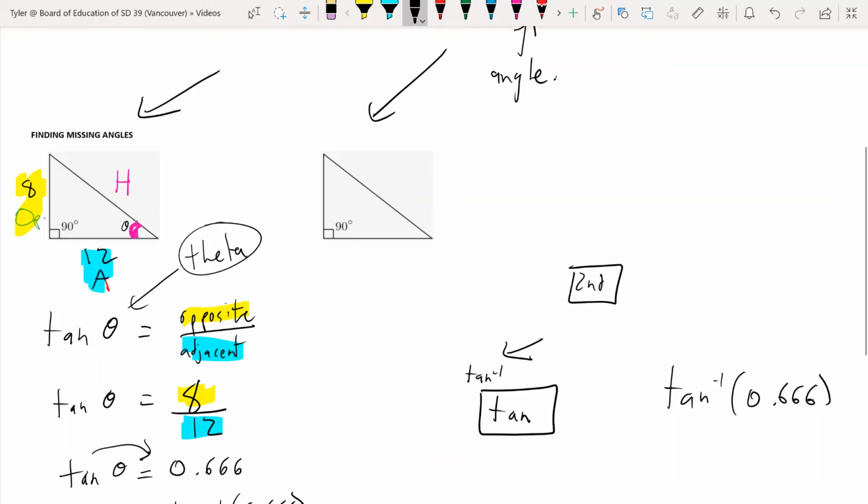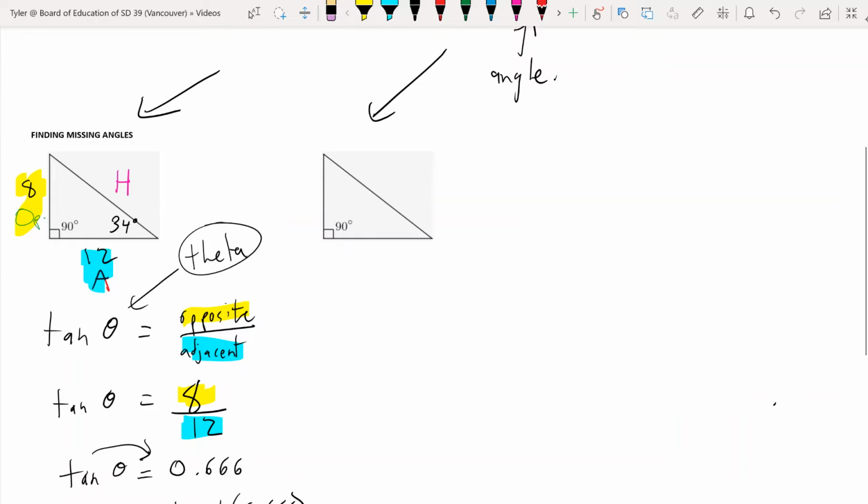It gave me about 33.6666 degrees, so that's about 34 degrees, which means that the angle we found at the start is about 34 degrees. Cool, that's the basics. So now let's do another example. Let's do this one right here, with different numbers, like 10, 16.